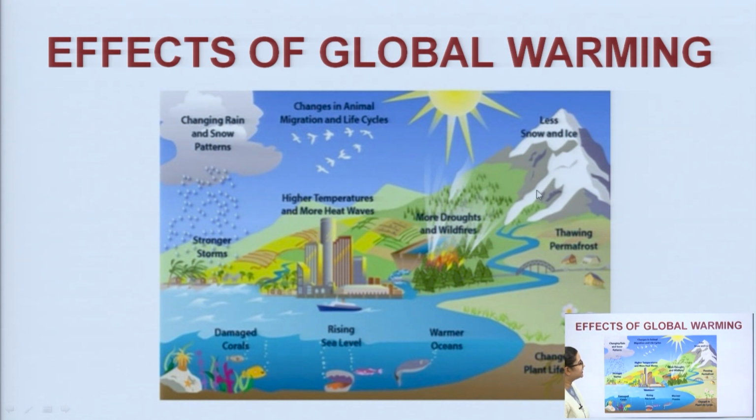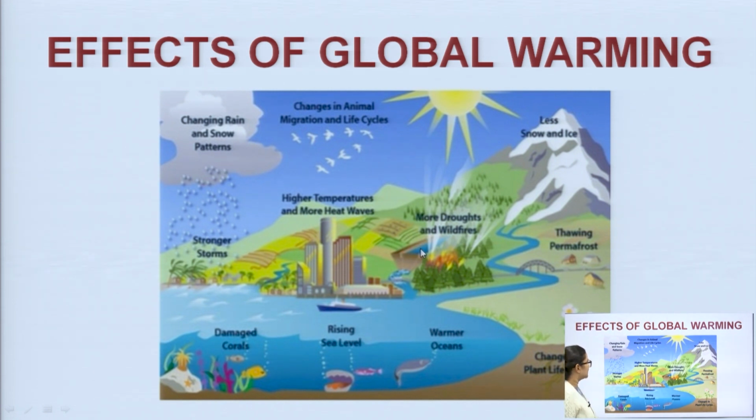You can see here that a grey colored hill or mountain is devoid of any snow. So, there is very little snow and ice because of this greenhouse effect, because of this global warming. More droughts and wildfires. You can see that these wildfires in the jungles, trees in the landscapes, are catching fire.